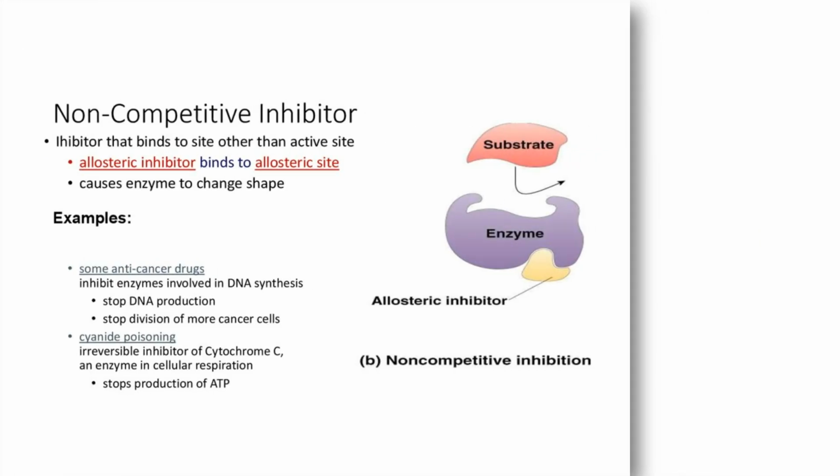Non-competitive inhibitors, also known as allosteric inhibitors, bind to the allosteric site, causing the enzyme to change shape. Examples include some anti-cancer drugs that inhibit DNA synthesis and cyanide poisoning, which irreversibly inhibits an enzyme in cellular respiration.